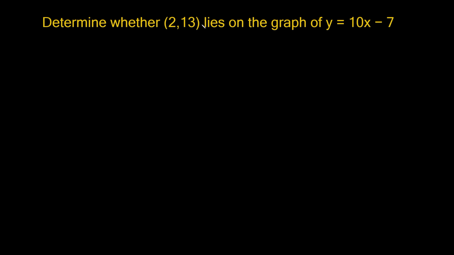All you have to do is take the point that you're given, so (2, 13), and plug it into this equation. Okay, so when you plug it in, if you get a balanced equation, that means this point does lie on the graph of this equation, right? But if you don't get a balanced equation, then that just means this point doesn't lie on the graph of this equation, right? So let's plug this point into this bad boy right here.